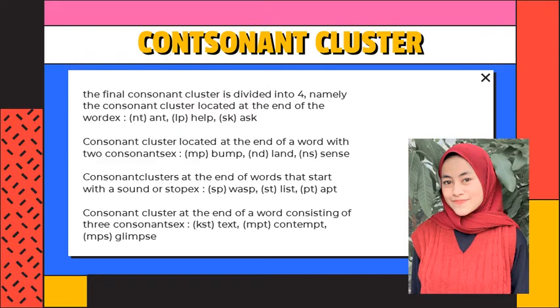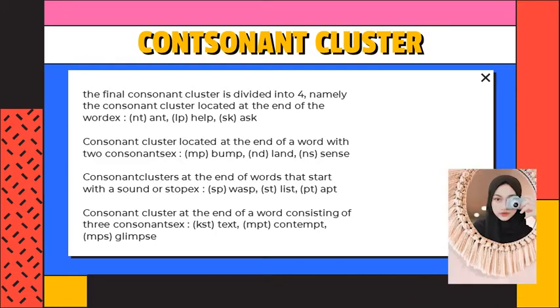The final consonant cluster is divided into 4. First, the consonant cluster located at the end of the word. Example, nt, ant, lp, help, sk, ask. 2. Consonant cluster located at the end of a word with 2 consonants. Example, mp, bump, nd, land, ns, sense.